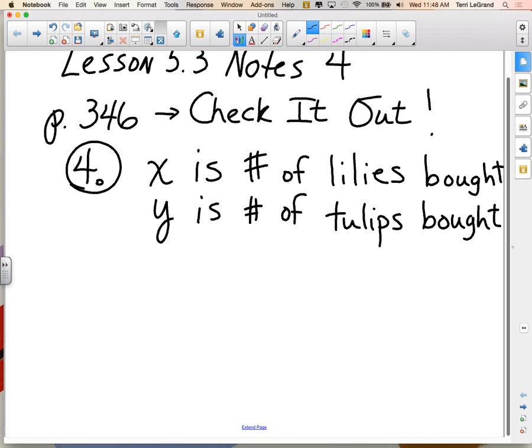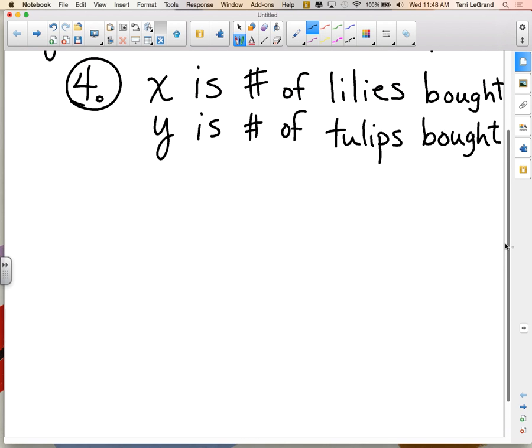Okay, go ahead and set up your own system of equations that you think would work for this one, and then we'll compare. Set up a system of equations with all of us having X representing the number of lilies that are going to be bought, and Y being the number of tulips bought.